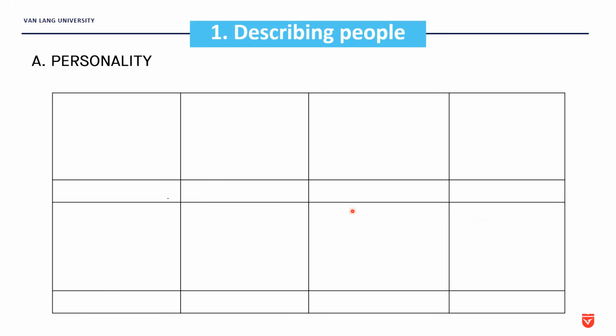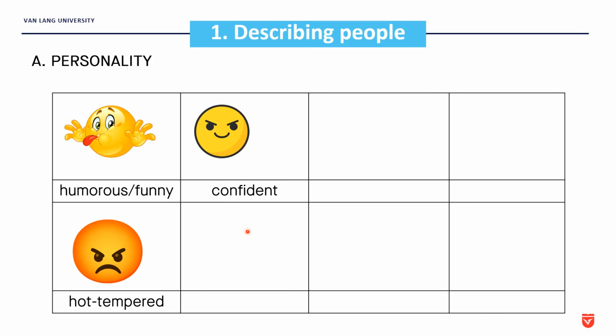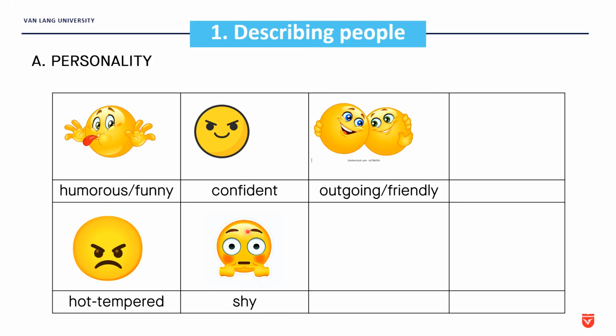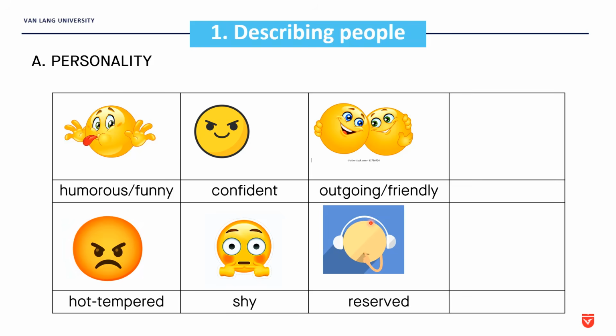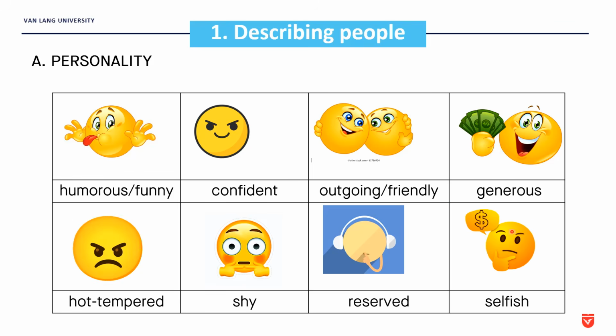Let's learn some words about personality: humorous or funny. Hot-tempered, which means getting angry easily. Confident, shy. Outgoing, it means friendly and loving meeting people. Opposite of that is reserved. Generous, it means being willing to give money, help, and kindness to others. Opposite of that is selfish.